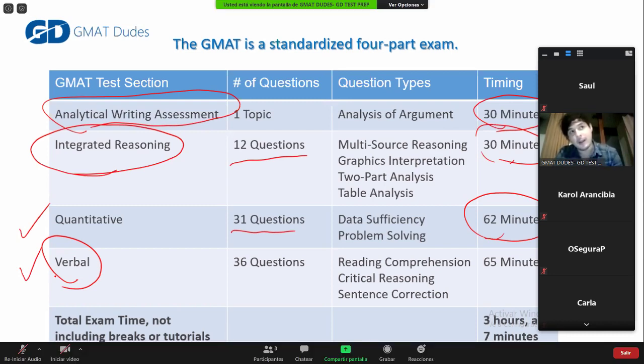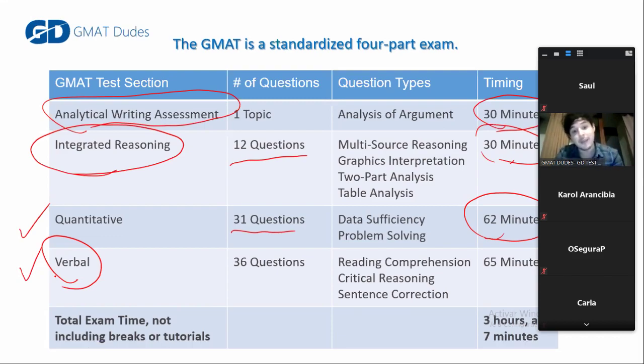Does anybody else who has access to a microphone want to tell me anything about the verbal section? That's okay. I guess no one has a microphone, but that's fine.